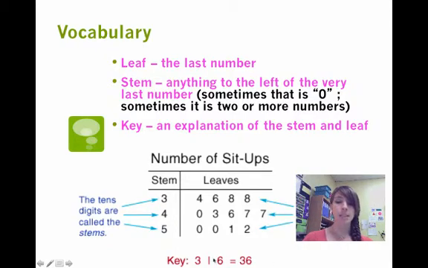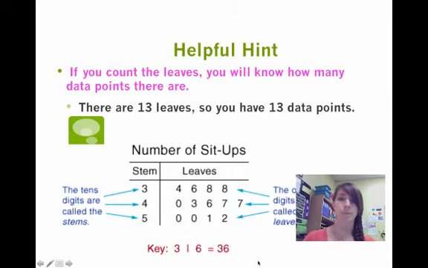And you can see this key tells us, and this little line means this is where we're splitting the stems and the leaves. So the stem is over here on the left, 3, the leaf is over here on the right, 6 means 36. There's a helpful hint, if you count the leaves, you know how many data points you have. For this one, we have 13 leaves, so we have 13 data points. So if you're finding the mean, you would add up all these numbers, and again, you would add 34 plus 36 plus 38, and then you divide by 13, because that's how many data points you have, how many numbers you have.